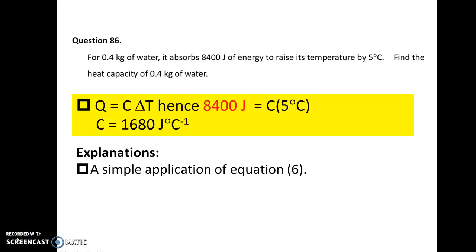Question 86. Simply apply the formula Q equals C delta T, where Q is 8,400 joules and temperature rise delta T is 5 degrees Celsius. And so the answer is 1,680 joules per degree Celsius. Don't forget to write the correct unit.